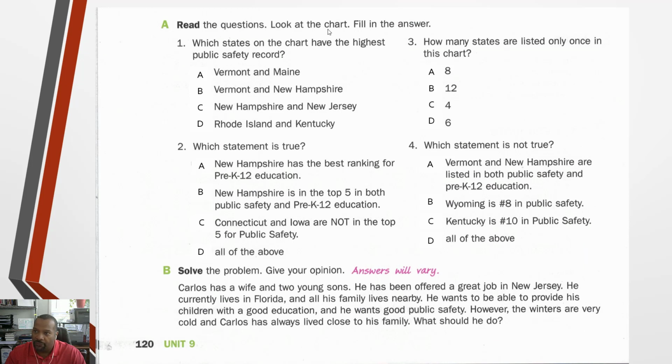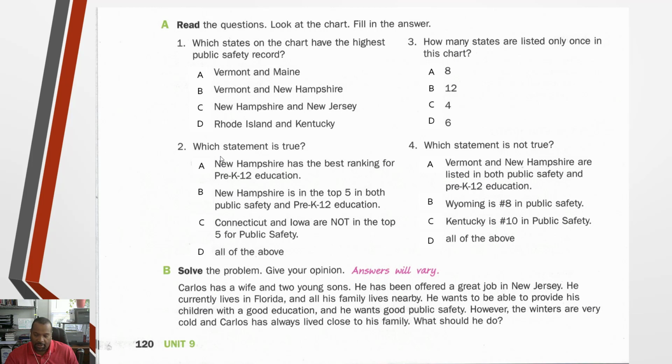Read the questions. Look at the chart. Fill in the answer. All right, so I'm going to go through this. Not always correct, okay? So don't assume if you got this wrong that you are wrong. Let's talk about it, okay? And if you have a different answer, let's learn together, okay? So I'm going to tell you what I got, and we'll match it up against what you have, all right? Number one, which states on the chart have the highest public safety record? I put Vermont and New Hampshire.